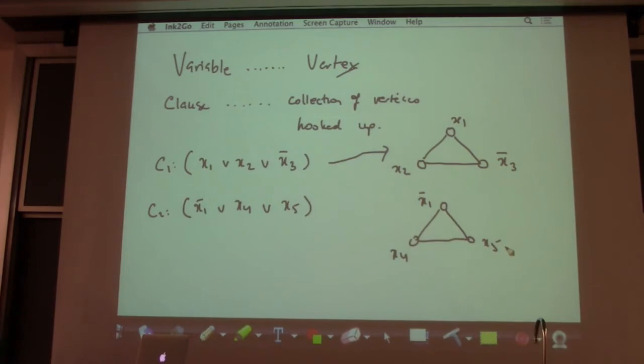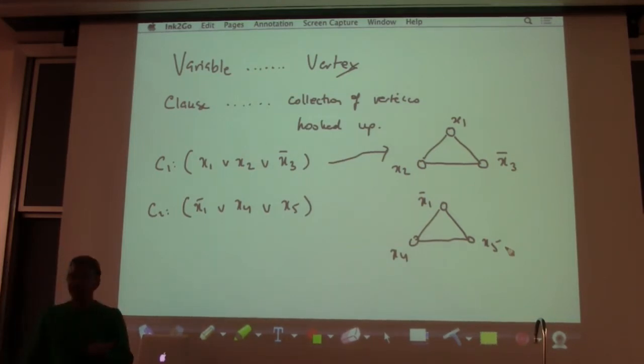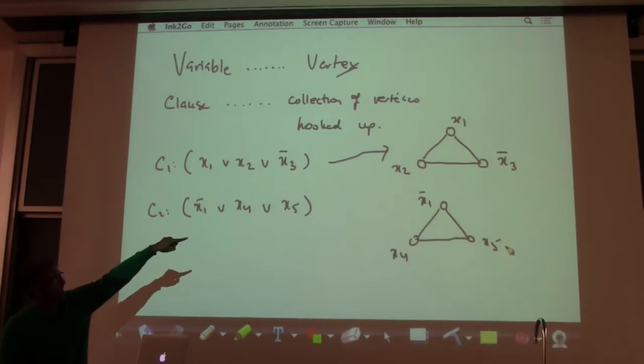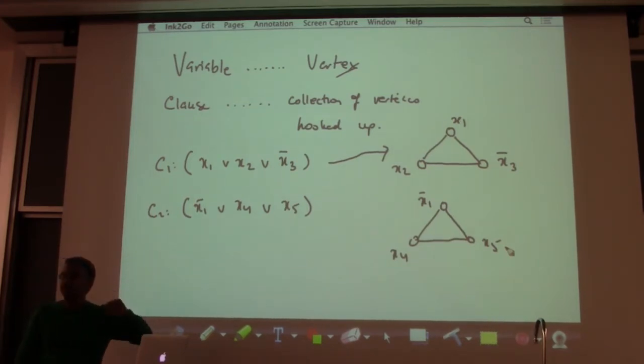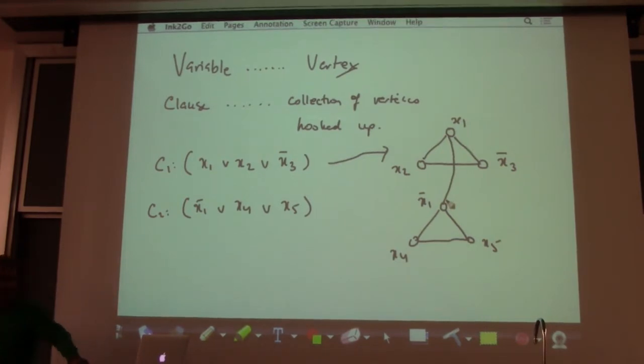But remember the first basic property of a variable: either you pick it, or you set it to 1 or 0. You pick it or you don't pick it. In my independent set language, how would I capture the idea that x1 and x1 bar can't both be 1 at the same time? You put an edge between them. That means you can only choose one or the other. Exactly. So now I'm going to put an edge here. So let's say I have 2 clauses. This is the graph I'm going to produce.